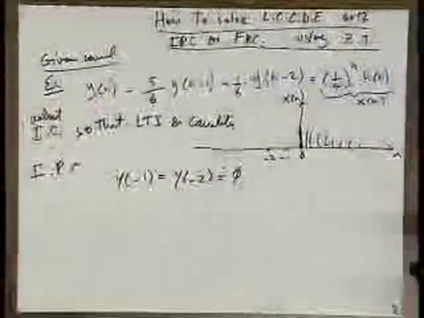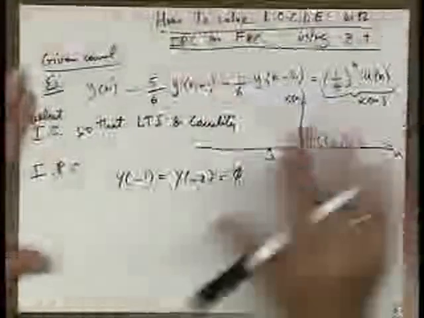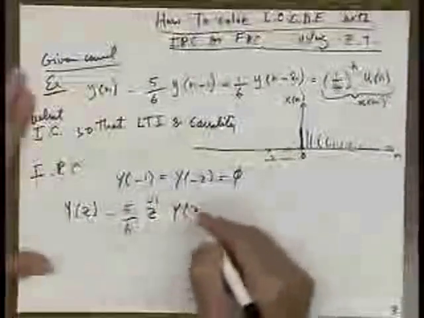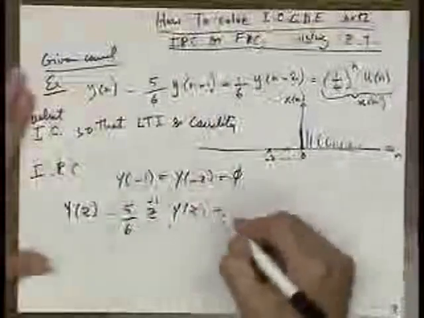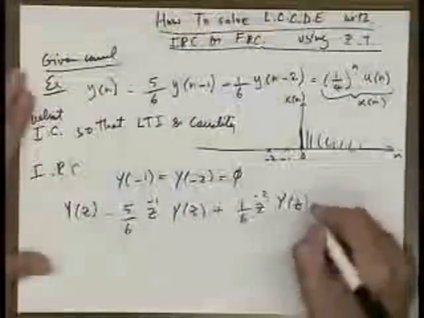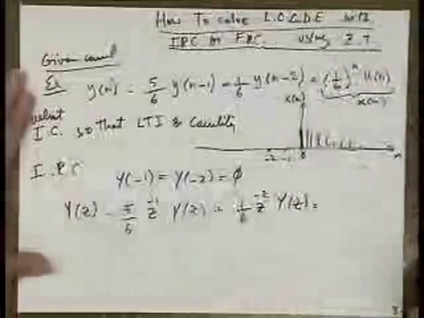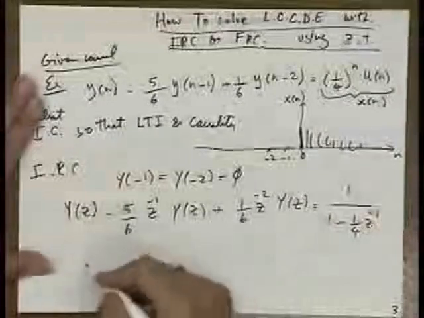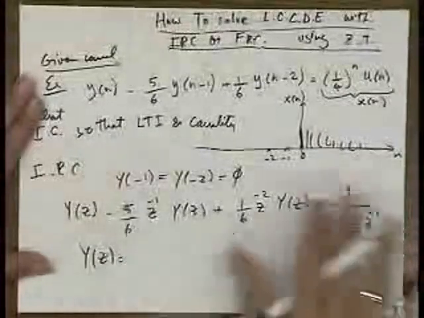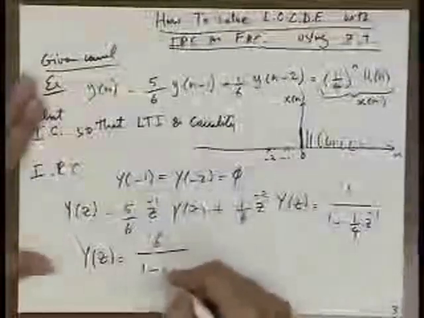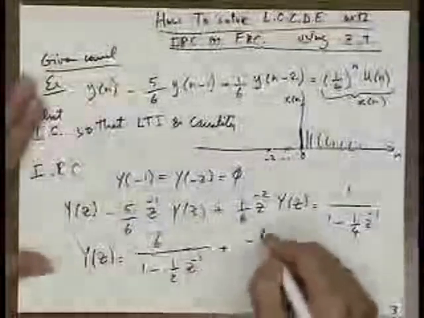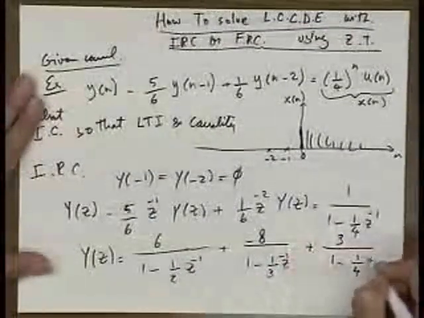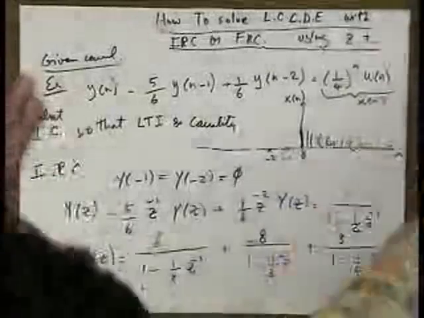And now that I know it's LTI and causal and all these other things, I can, with peace of mind, take the z transform of both sides. I get Y of z minus 5 over 6 z inverse Y of z, I'm applying the shift property, plus 1 over 6 z to the minus 2 Y of z is equal to, and what's the z transform of that? That's one of the few functions for which we know the z transform almost by heart. It's 1 over 1 minus 1/4 z inverse. And therefore I can rewrite this, then do partial fraction expansion and all kinds of other things. Y of z is 6 over 1 minus 1/2 z inverse, plus minus 8 over 1 minus 1/3 z inverse, plus 3 over 1 minus 1/4 z inverse. And now what do I do?